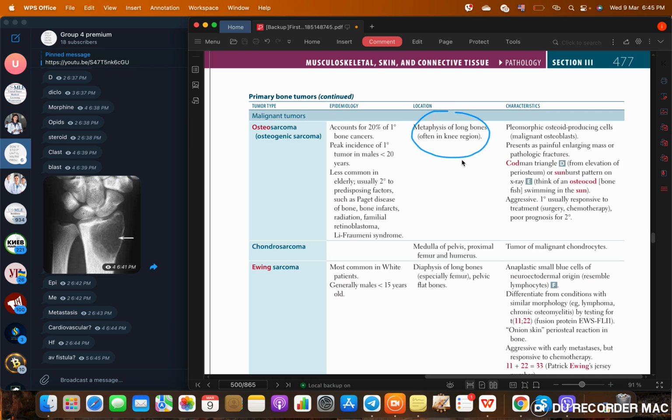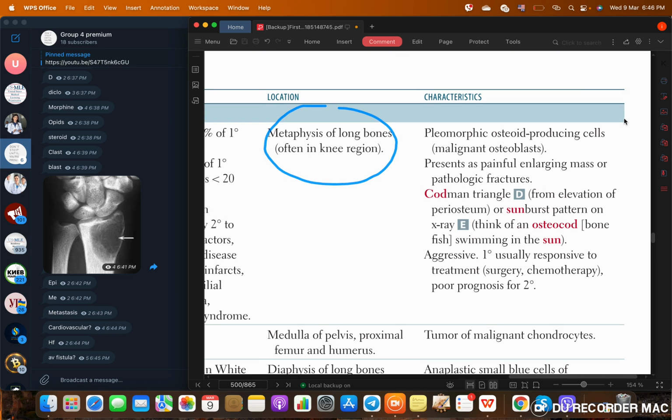So the metaphysis of the long bone is the most likely to be affected. And what are we going to see? We are going to see pleomorphic cells. Pleomorphic means what? It looks weird. That's what it means. Okay. So they say pleomorphic osteoid-producing cells, which are basically the malignant cells. And any malignant cells, what will happen to the size of its nucleus? The malignant cells.